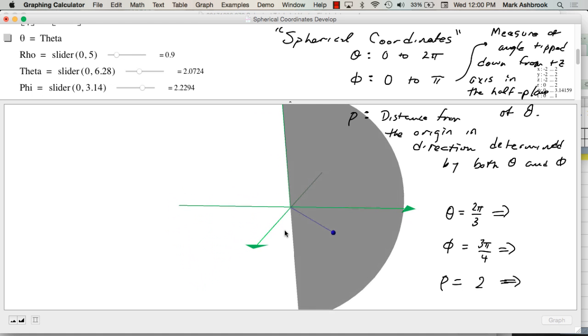For all points, phi 3 pi over 4. So for all rho and for all theta, but hold phi constant at 3 pi over 4, what would we get? Can you imagine what you would get? So it's every point in all directions if you're tipped down 3 pi over 4. So something like this.